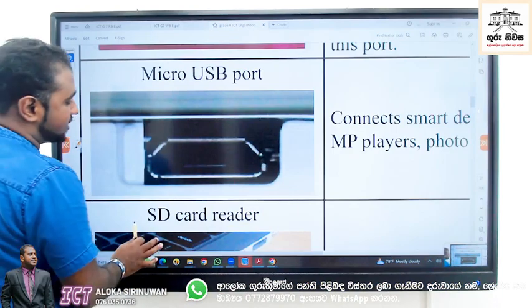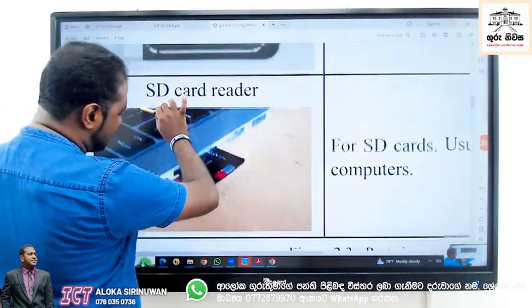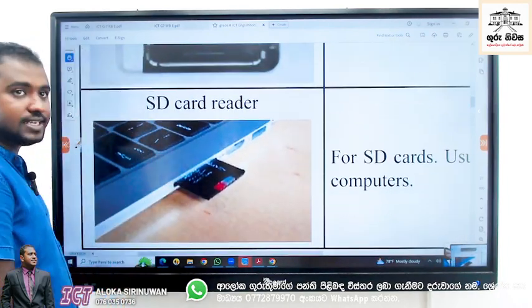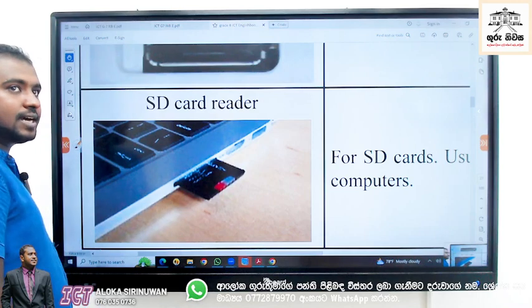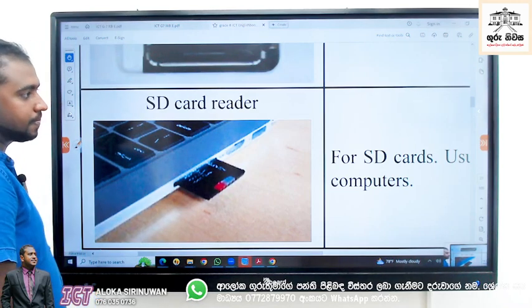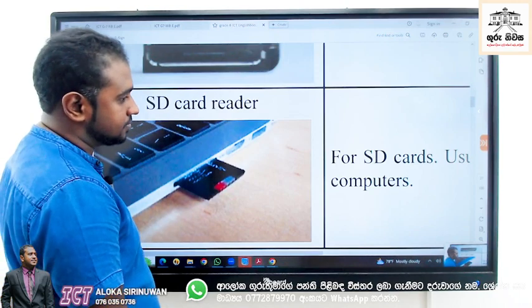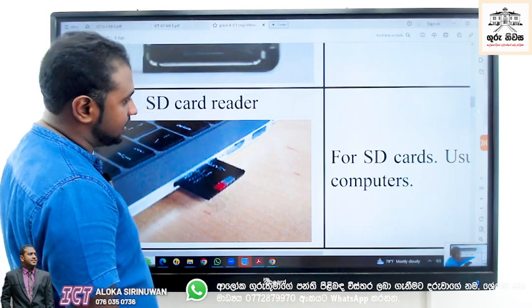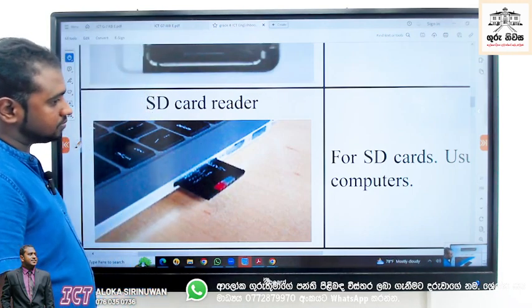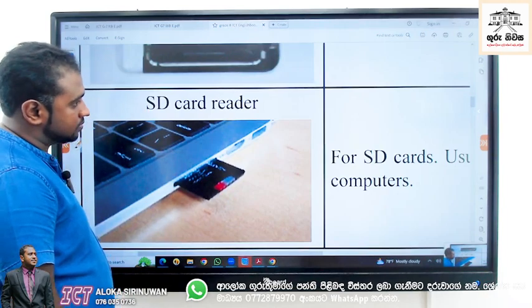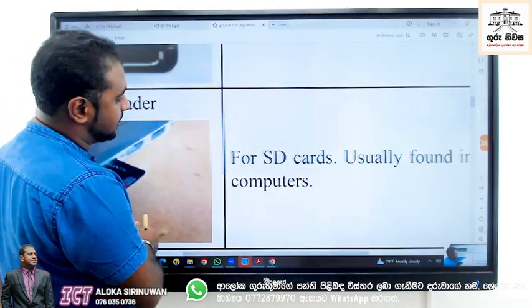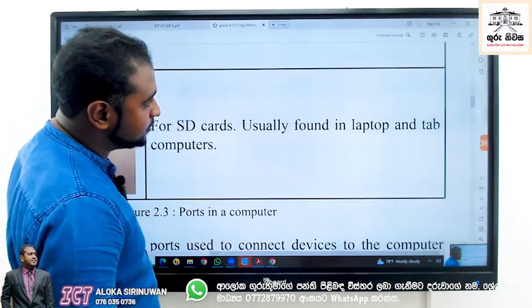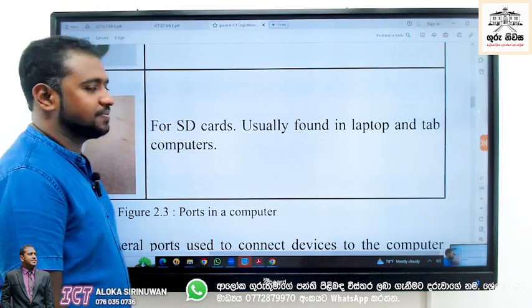Right, next Lamai, next port. Right, Pute, everyone. SD card reader. That is your last port, Pute, right? SD card reader. Right, okay. So SD cards are usually found in laptops and tab computers, right?